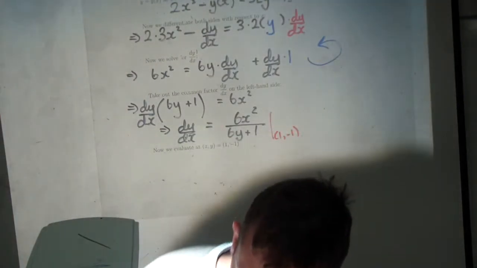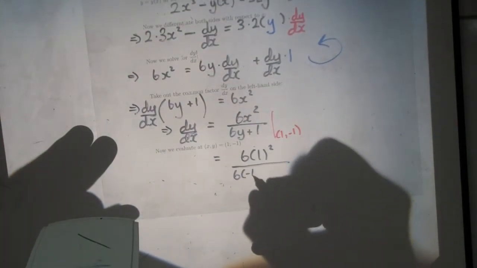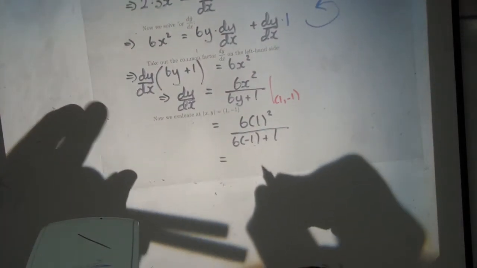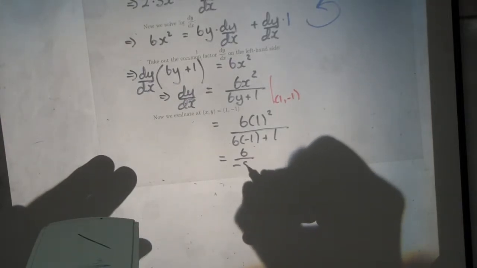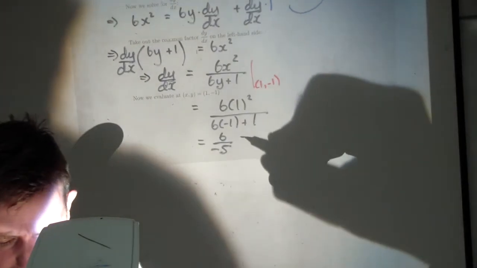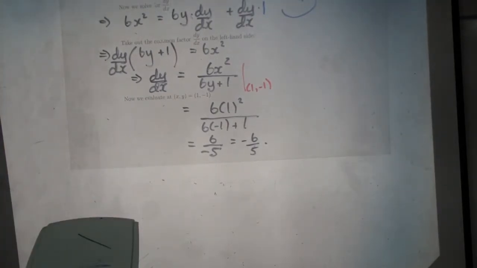Then we get 6 times 1 squared over 6 times minus 1 plus 1. 6 over minus 5. You had a bit of fun with this one earlier. It's a perfectly fine number as it is, but what would we normally write this as? Minus 6 over 5. And it's negative like we thought. Now that question wasn't looking for any more.